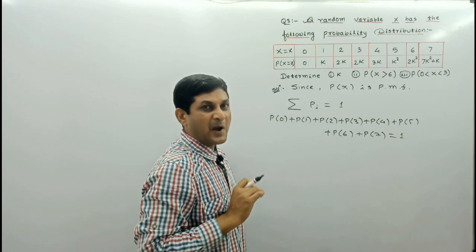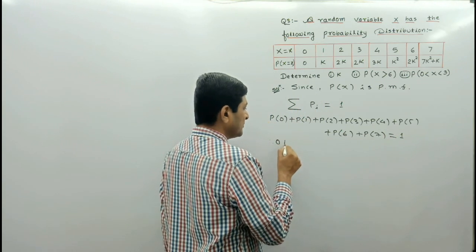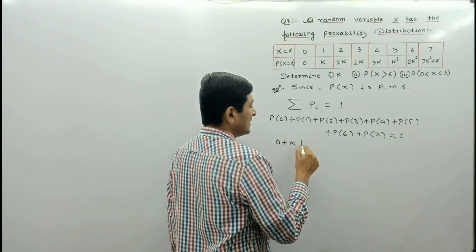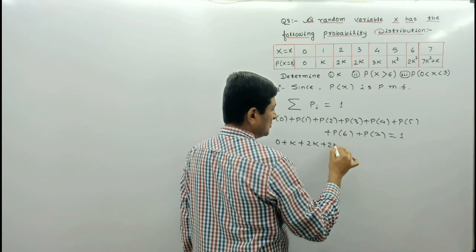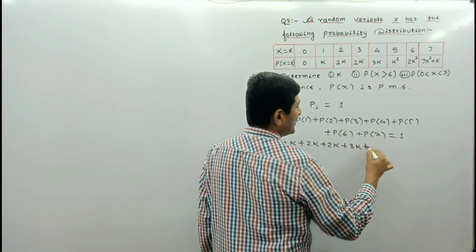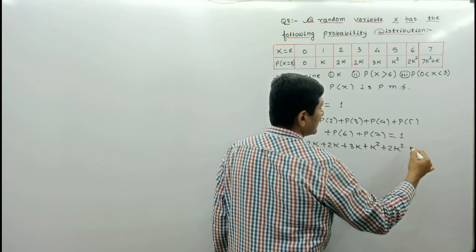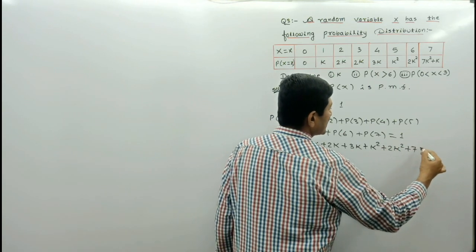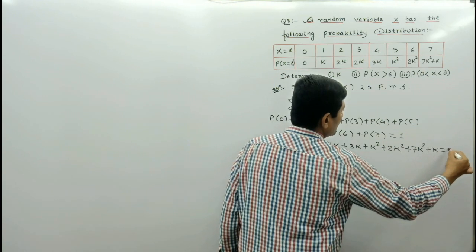Now the remaining part is just to substitute the values. What is p of 0? It will be 0. P of 1 is equal to k. P of 2 is equal to 2k. P of 3 is also equal to 2k. P of 4 is equal to 3k. P of 5 is equal to k square. P of 6 is equal to 2k square. P of 7 is equal to 7k square plus k. On the right hand side, keep 1 as it is.